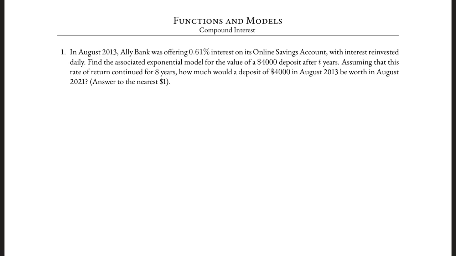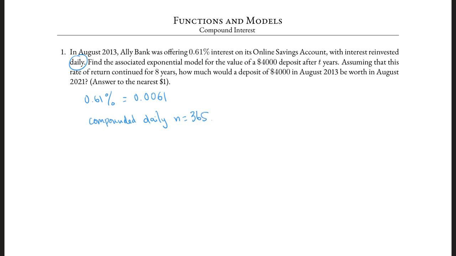Compound interest. In August 2013, Ali Bank was offering 0.61%. 0.61% in decimal is 0.0061. Interest on his online saving account with interest reinvested daily. What this means is that the interest is compounded daily, or n equals 365.